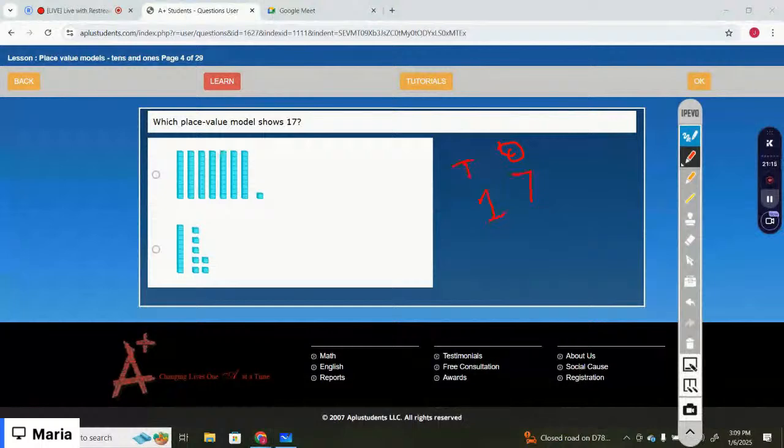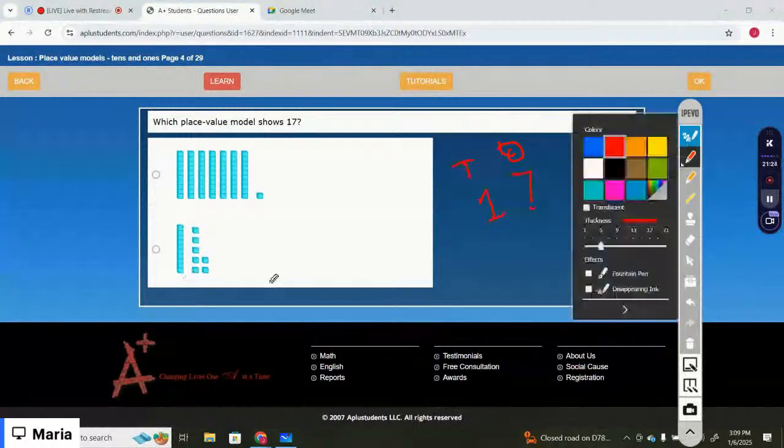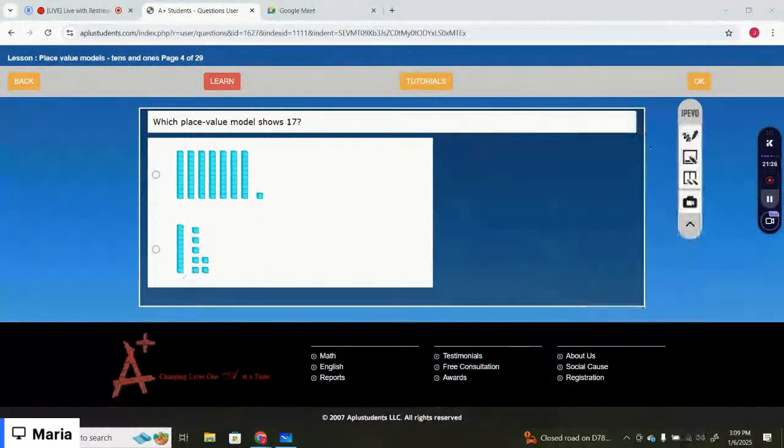7 is the ones digit. Very good. That is option number 2. 7 is the ones digit, so you have 7 small squares, and 1 is the tens digit, so you have one bar like this. So that is option number 2. Very good.